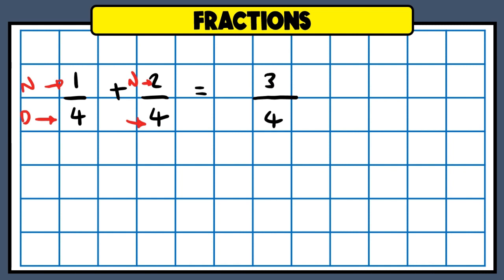Let's do another one. Let's do 2 over 6 add 1 over 6. Okay, so if my denominator for this one is 6 and my denominator for 1 over 6 is also 6, I know my answer is going to be something over 6. 2 add 1 is 3, so the answer is 3 over 6. Okay, everyone seems to be comfortable with that.